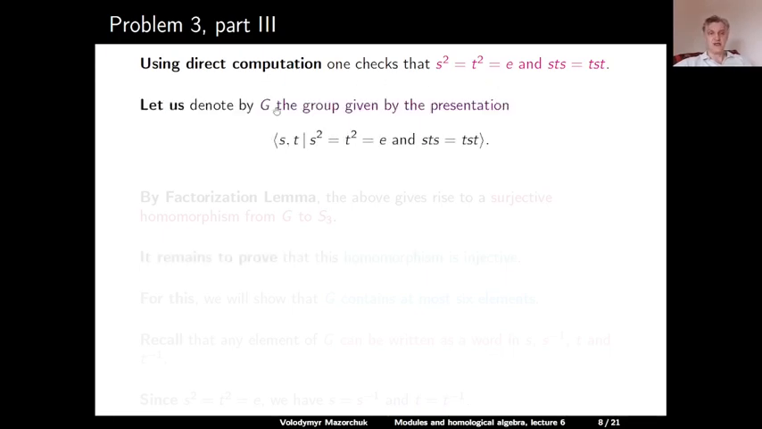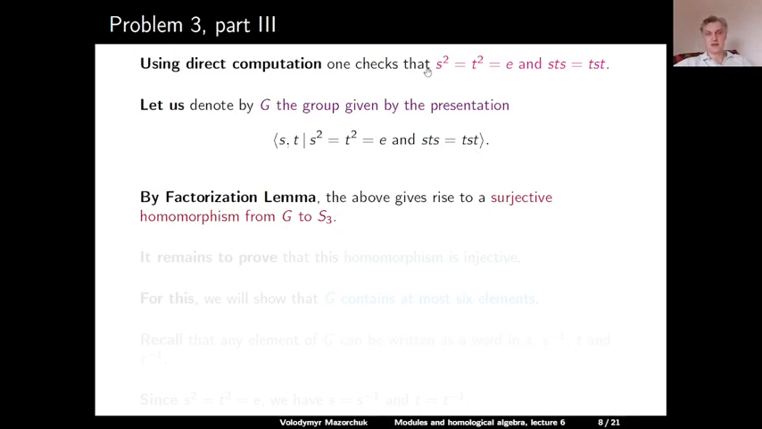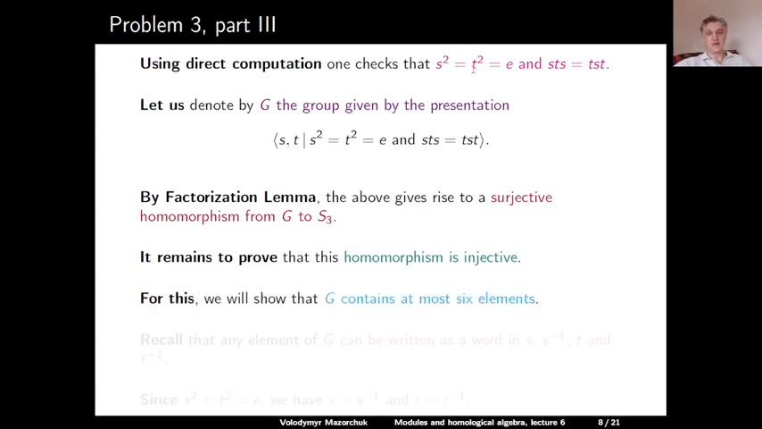So let us denote by G the group which is given by our presentation. It has two generators S and T, and the relations S squared is equal to T squared is equal to the identity, and STS is equal to TST. By the factorization lemma, we have a surjective homomorphism from the group G to S3, which sends S to S and T to T. It remains to prove that this homomorphism is injective. And in order to prove this, we simply need to show that the group G consists of at most 6 elements, and that will be it.